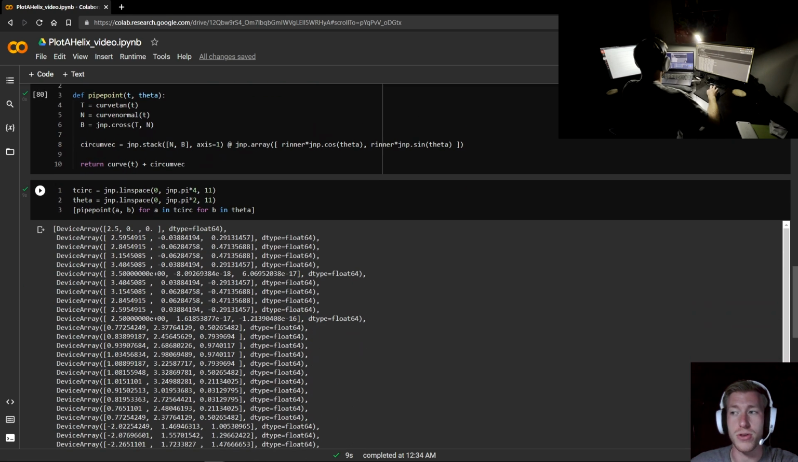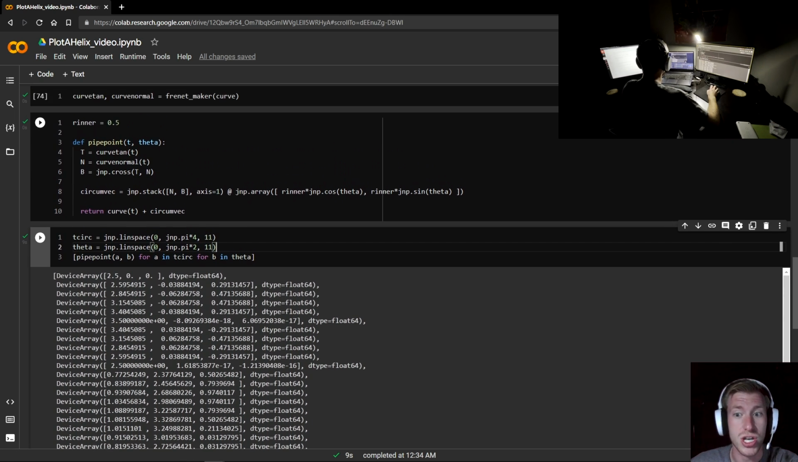Because next what we're going to do is basically make it do this, but way faster, by actually turning our function into a vector function. So keep an eye out for that.